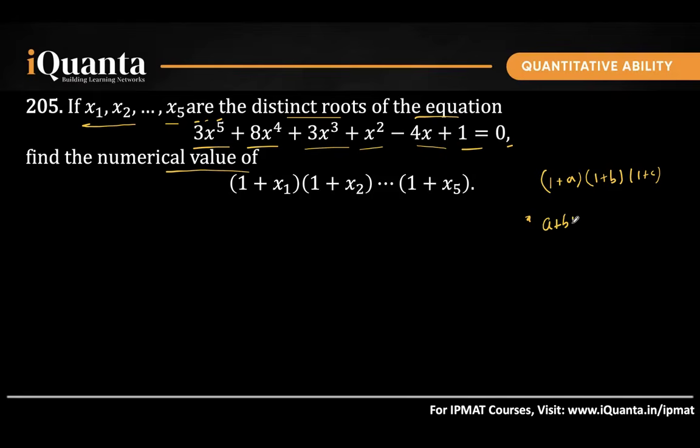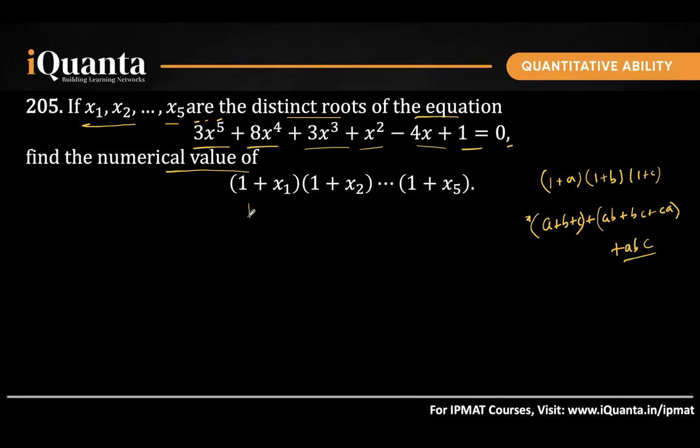a plus b plus c plus ab plus bc plus ca plus abc. These are the terms that I'll get. a, b, c is the sum of these terms taken one at once, right? This is the sum of two variables taken together. This is three variables, right?